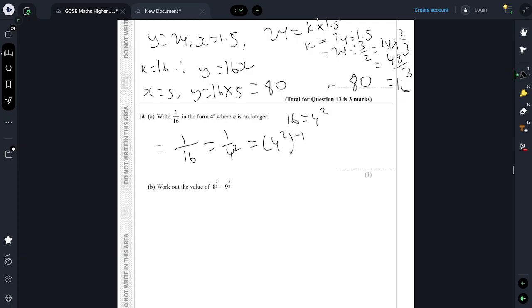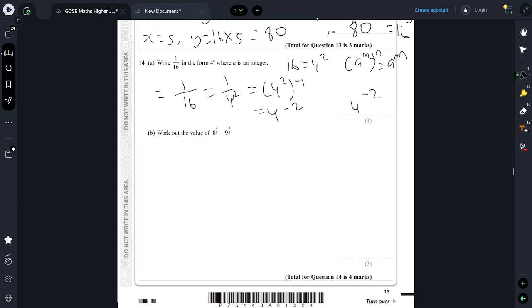And if you remember the other index law we did last time, if you have a power in a bracket like this, we can just times the powers together. So that's going to be 4 to the minus 2. 2 times minus 1 is minus 2. Okay, I'm going to do this question and then we're going to take a little break.